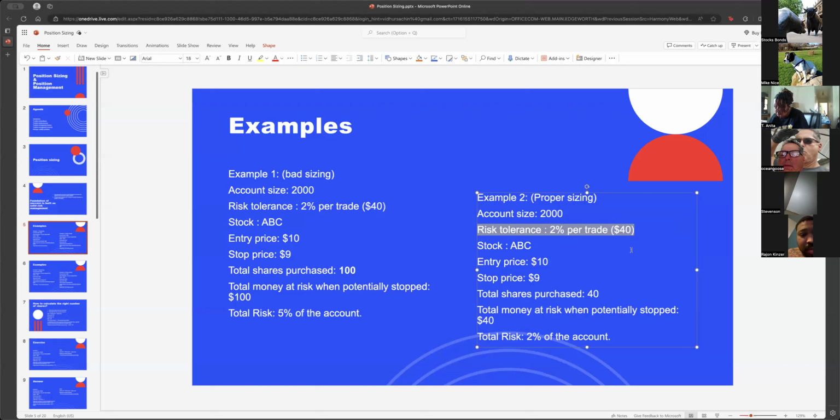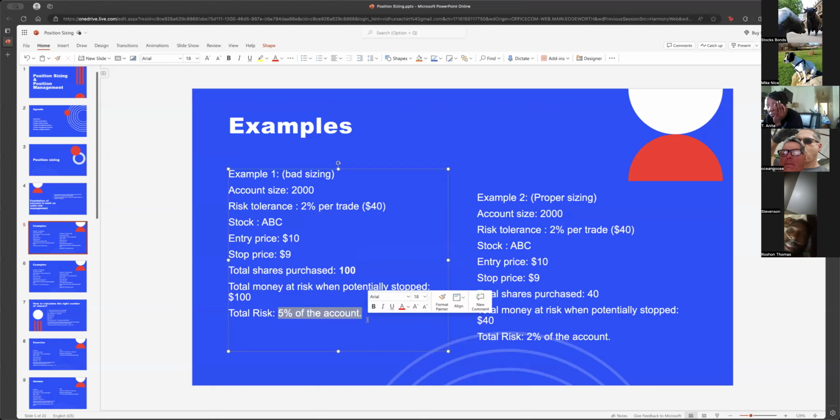All right. So now this is an example of proper sizing. Even if you get stopped out, you won't lose more than 2% of your account, unlike what you did right here. You can buy 100 shares on this, so you just bought it with no regard of, if I lost, how much I will lose, how much percentage of my account will take a hit. And you did lose 5% of your portfolio.